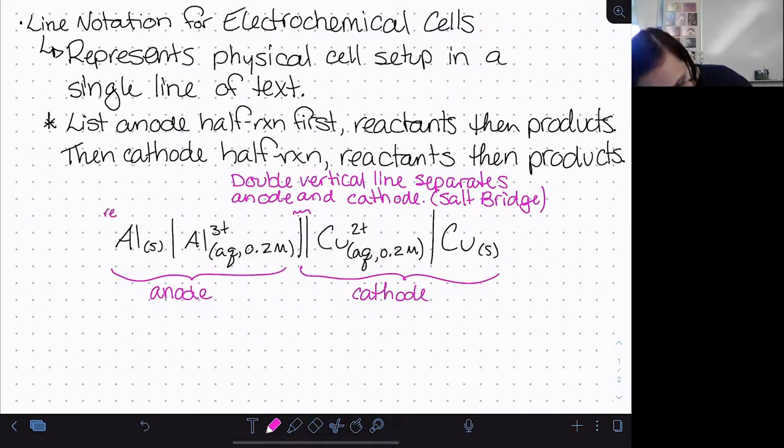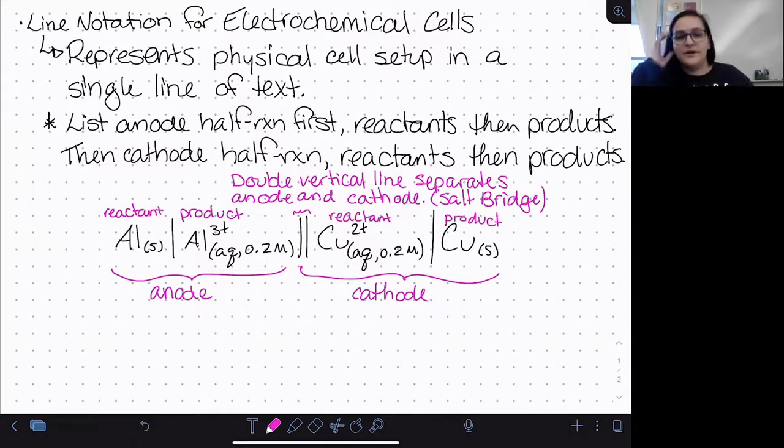So this must be the reactant. This must be the product. On the cathode side, the copper 2+ must be my reactant. The copper solid must be my product, since I always do reactant, then product, within a half cell. Note that we're not including the electrons here. It is just assumed that whatever electrons need to transfer are transferred. We are interested in the actual whole atoms that are reactants and products.